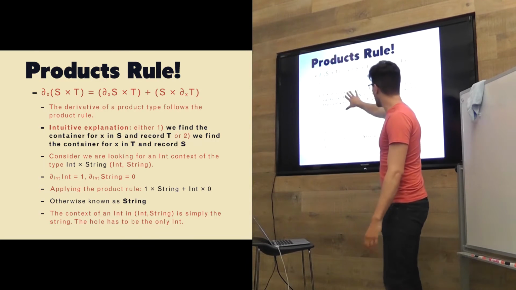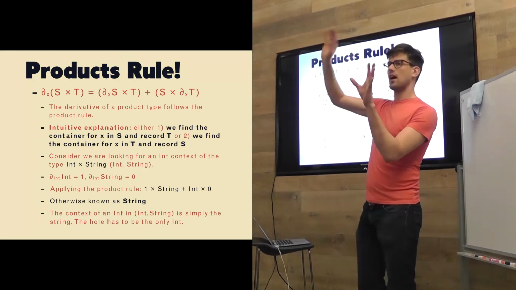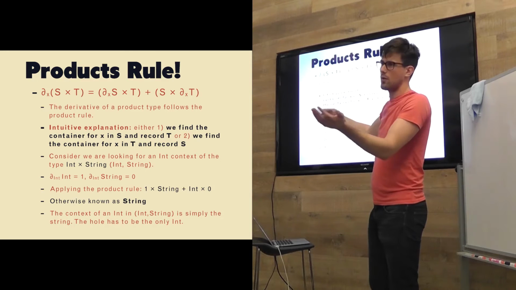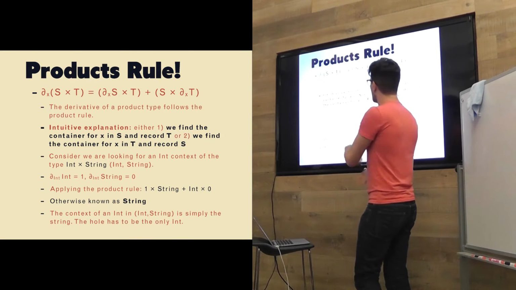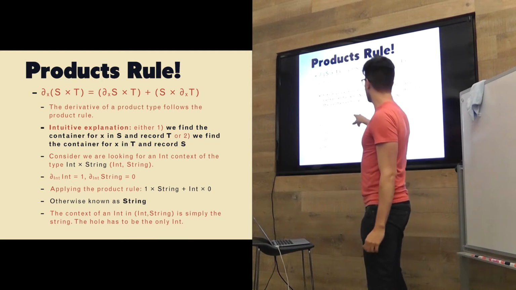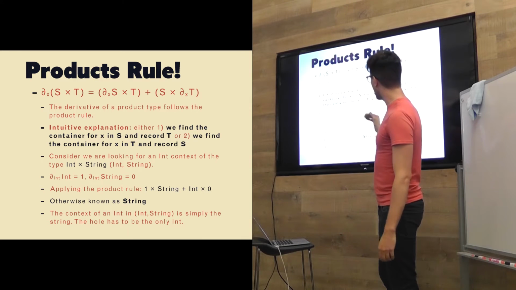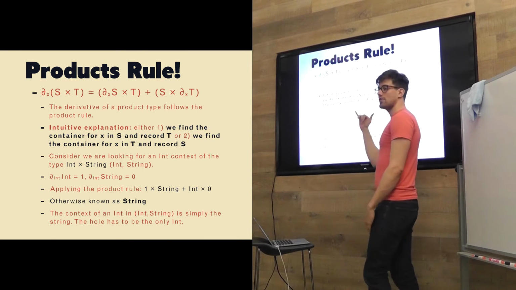So in intuitive terms, either we find the x in an s and then record the other t, because we can't just throw that information away. We have to know what its partner was. Or we find the x's in the t and then record s. So let's just consider for a second, just to slow it down a little bit. We're looking for int contexts, so some int in a pair of int and string.